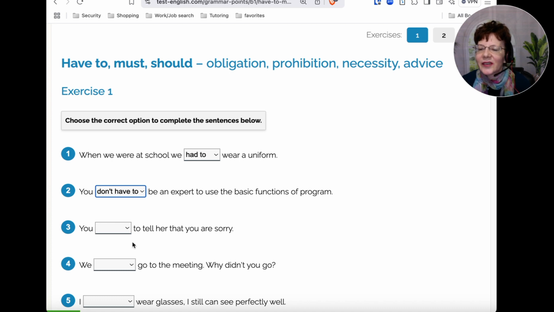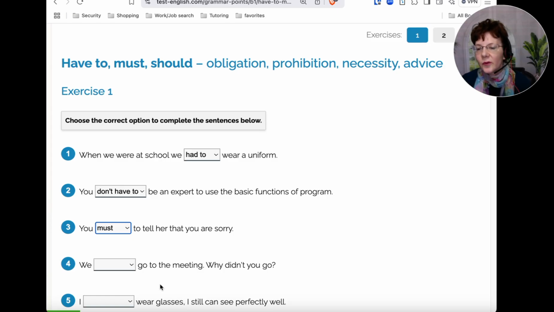Number 3: you should, must, or have got to tell her that you are sorry. It sounds to me like strong advice. It can be hard to decide, but it's coming from the speaker. So if you chose the middle one, must, that would sound like the best answer here. You must tell her that you are sorry.